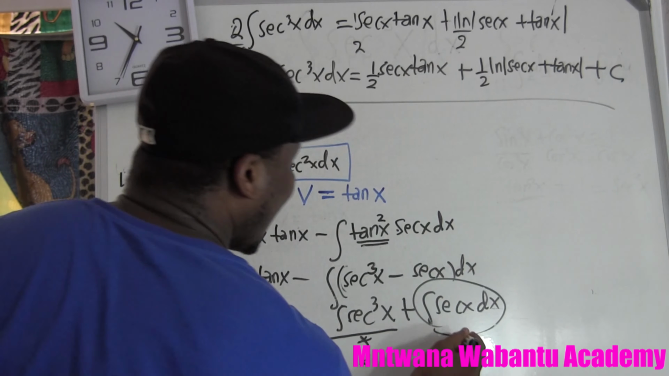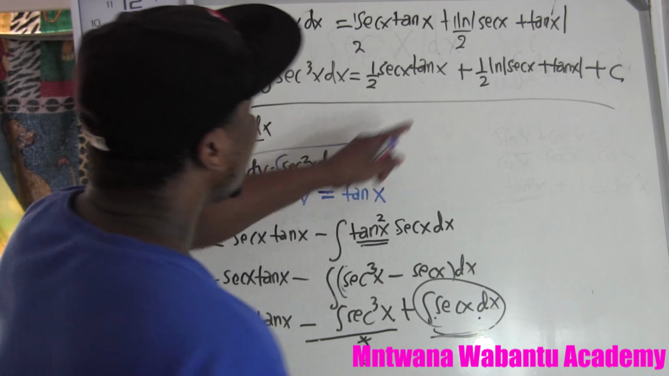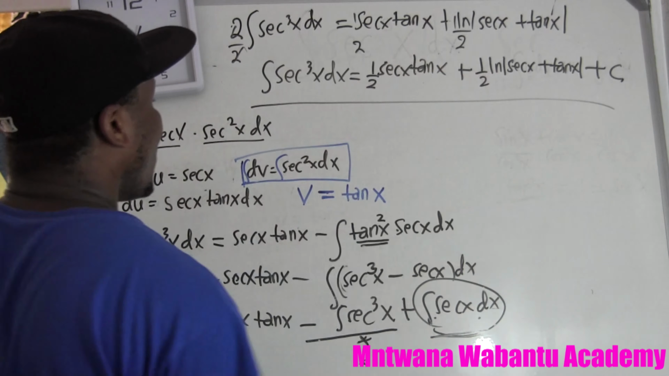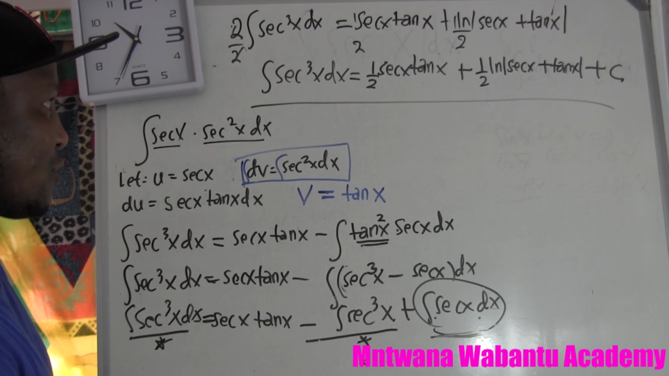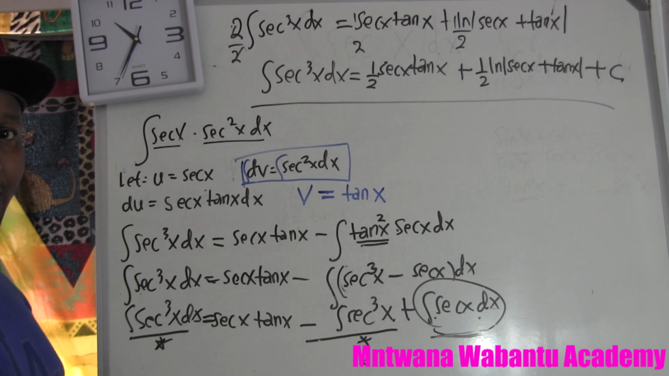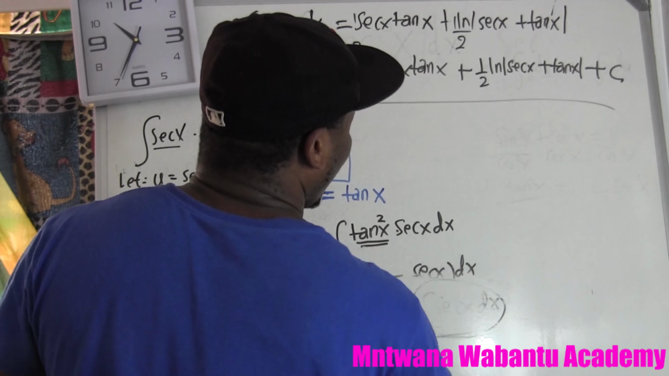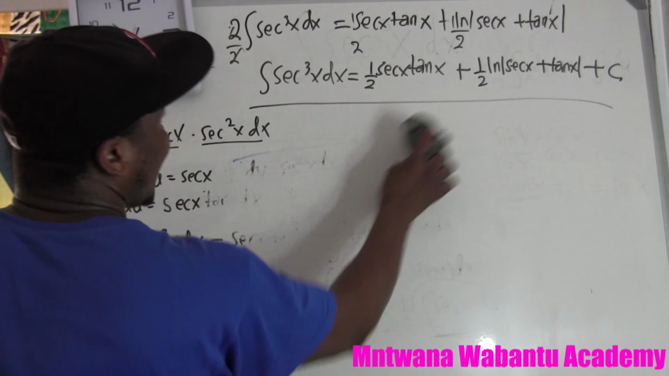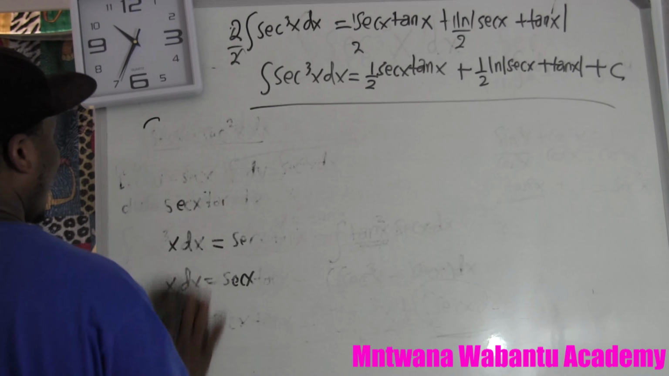So the question is, how did I know this integral of sec x equals ln |sec x + tan x|? I can show you quickly, but this question has already been solved. But I'll just show you so you can have an understanding of how you solve it. Okay, so you want to see how the integral of sec x gives us ln of sec x plus tan x. Let me show you.